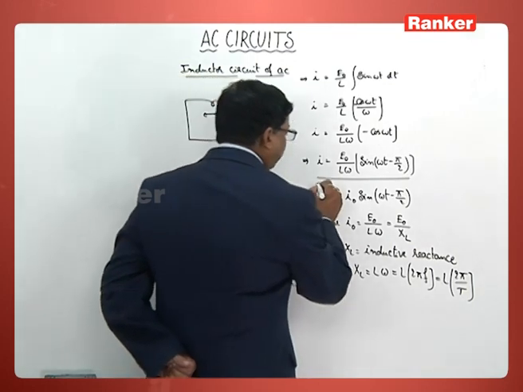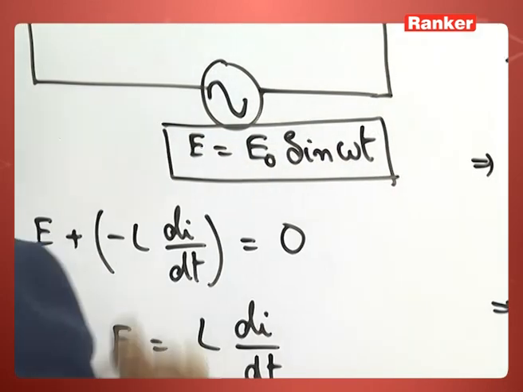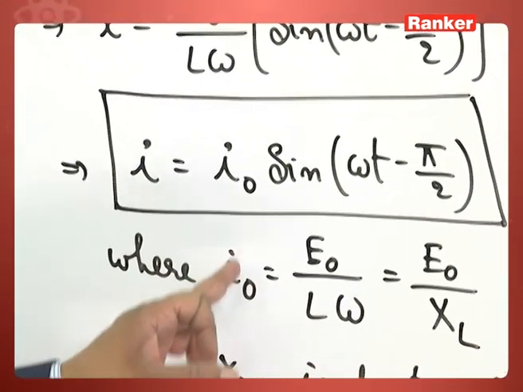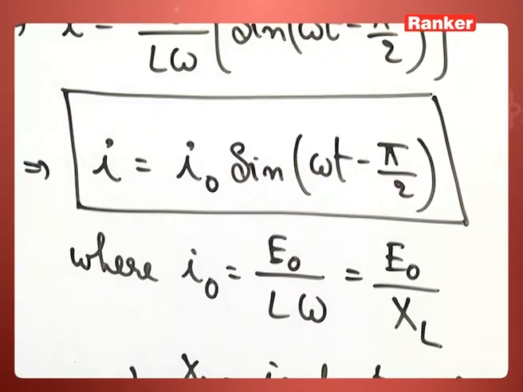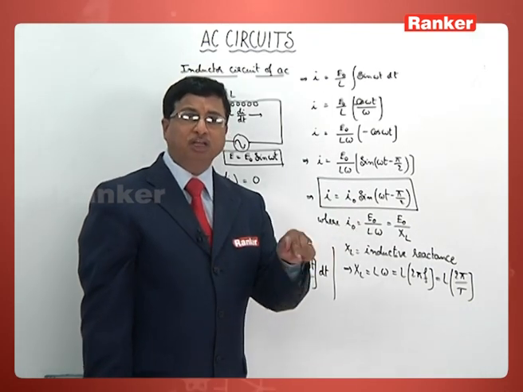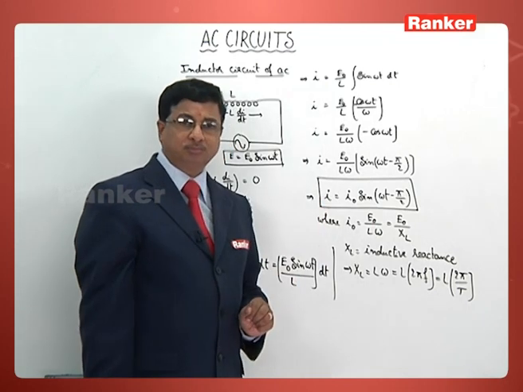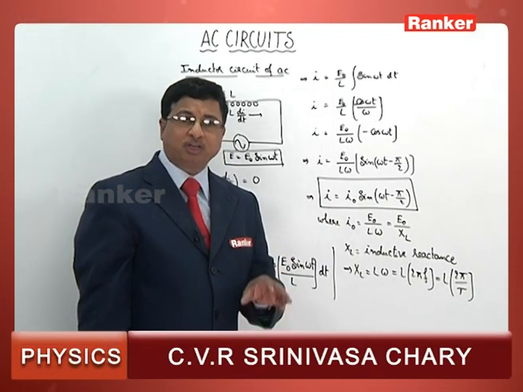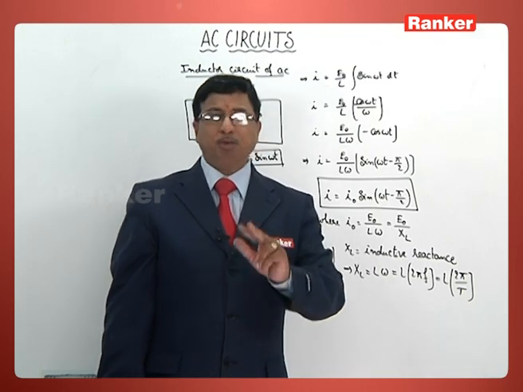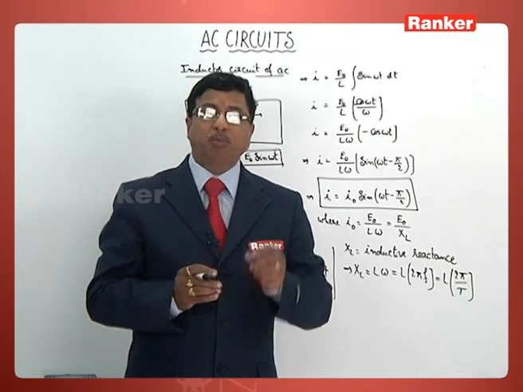So when we look at this equation and compare that equation with this, E is E naught sin omega t, whereas I is I naught sin of omega t minus pi by 2. So what should be the observation? Current is lagging behind EMF. By how much? By pi by 2 radian. So you can come to the conclusion, in the case of pure inductance circuit of alternating current, EMF leads the current by pi by 2 radian, or current lags behind EMF by pi by 2 radian.